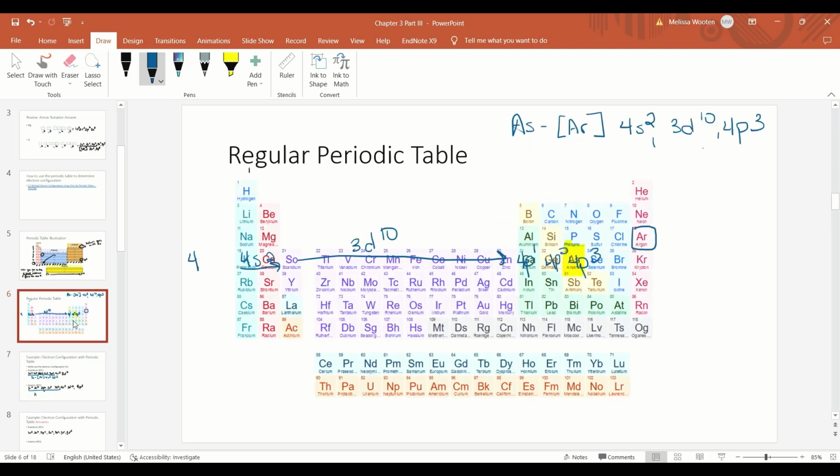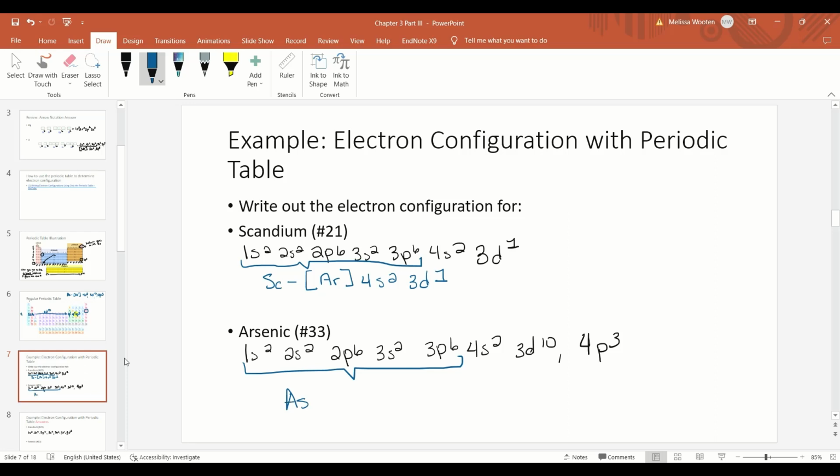What was the symbol for arsenic? As. As is going to be Ar with all this. Then you have 4s2, 3d10, 4p3. Again, this is noble gas notation.